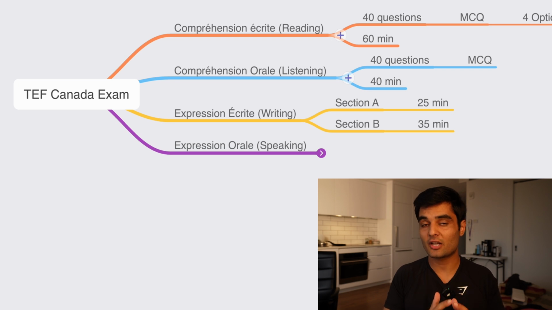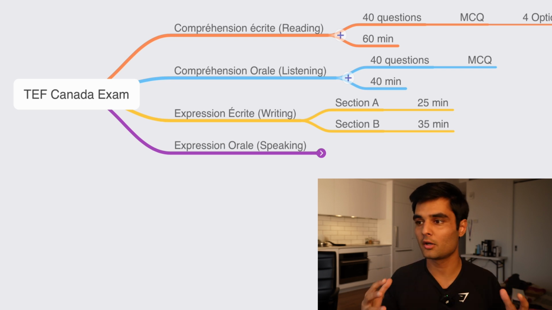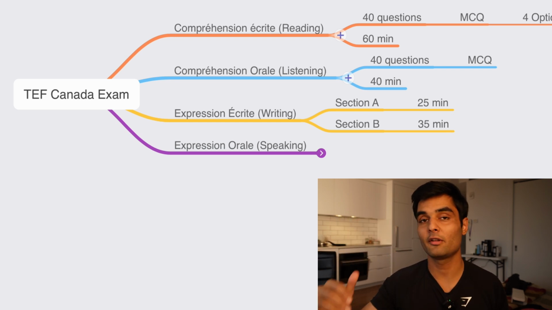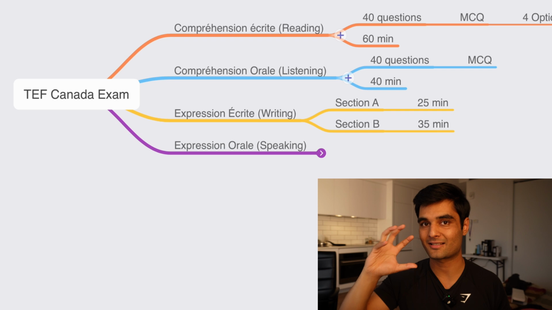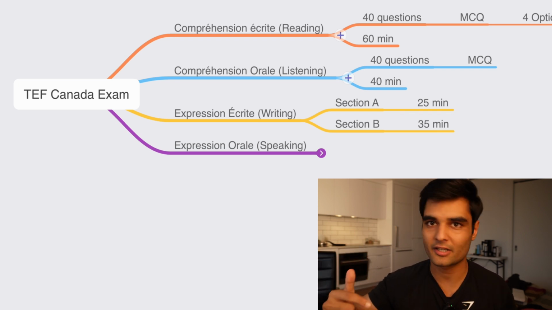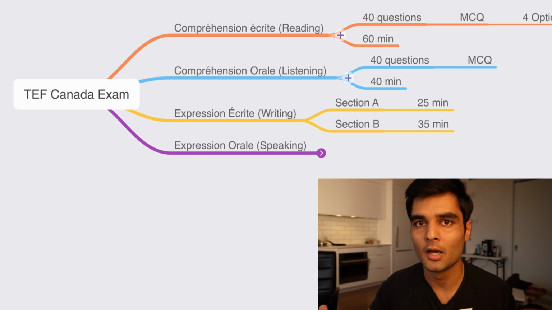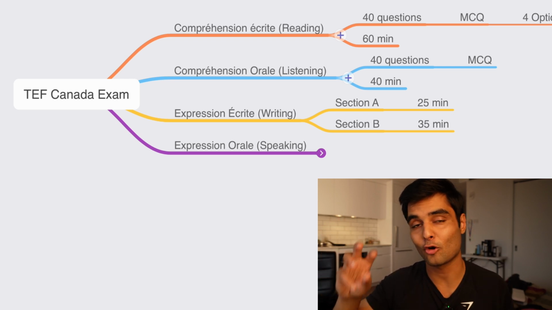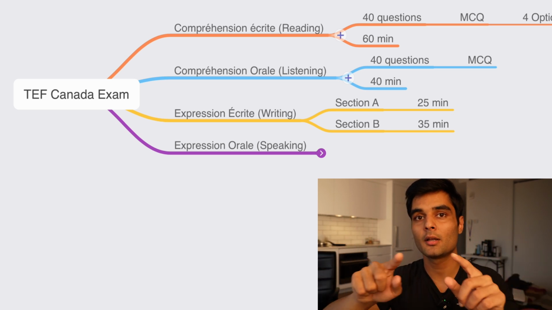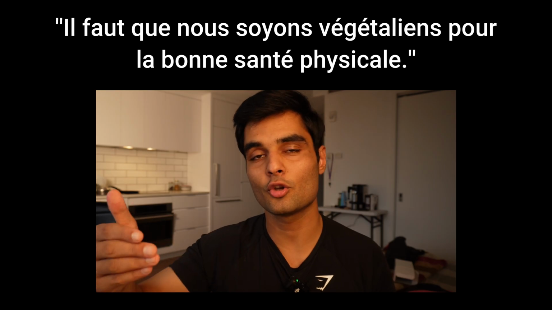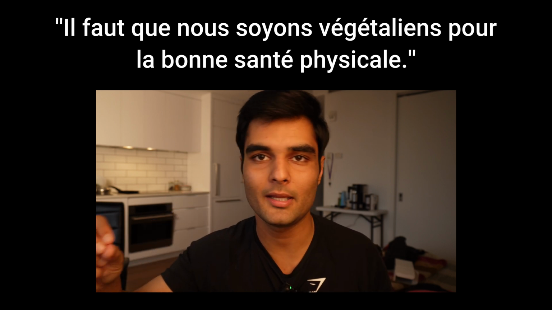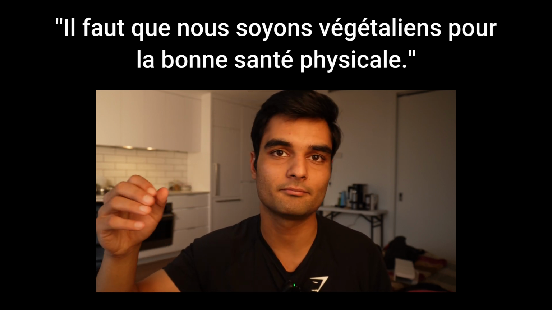But for any general person who has just overall learned French, attempting section B is a very tough task, because we not only have to have a proper flow of the language to express our points of view, we also have to have the ability to connect different sentences, use the subjunctive properly, and use all the different variations of the grammar properly, and all of that has to happen within 35 minutes. What happens is that we are given a particular argument. For example, "Il faut que nous soyons végétaliens pour la bonne santé physique." Something like that. It is necessary to be vegan for a longer life.